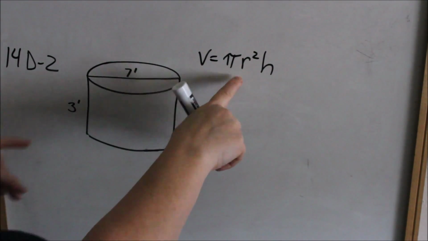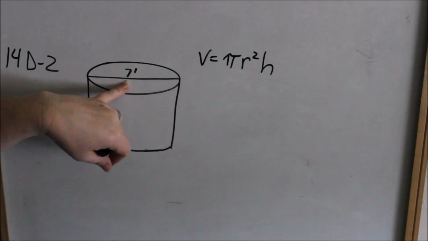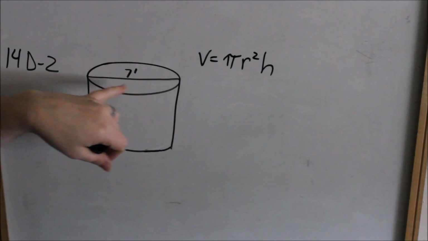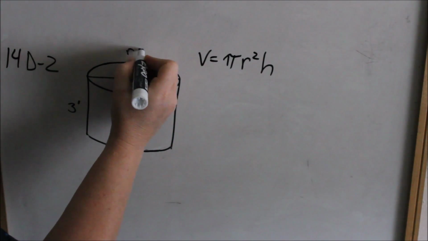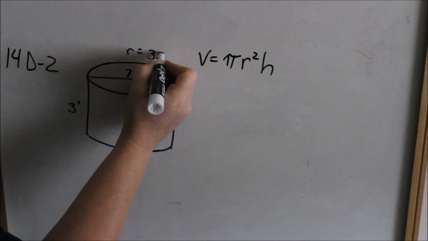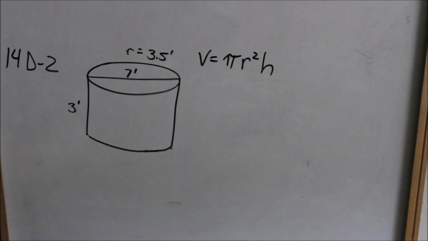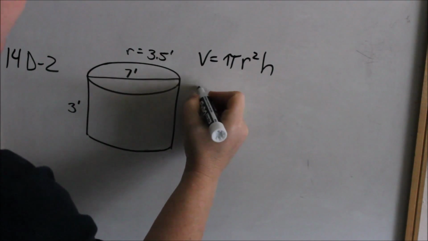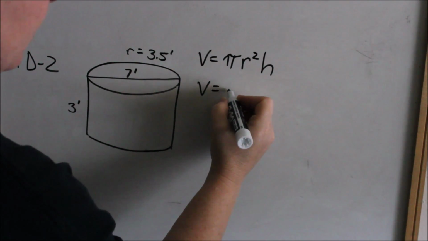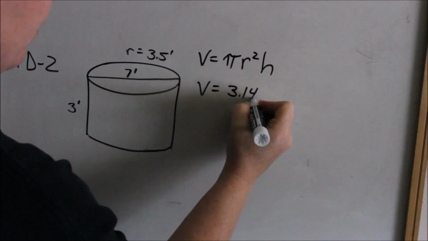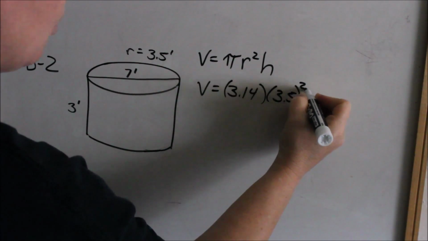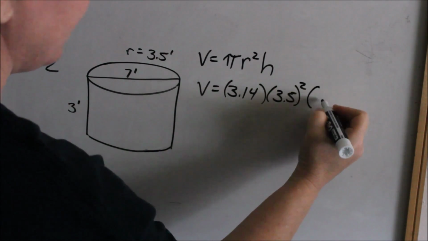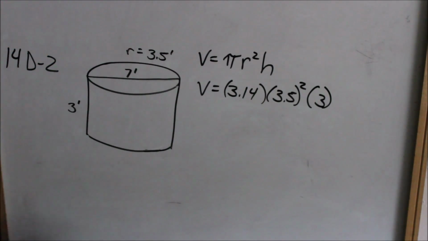We want the radius. This problem gives us the diameter, so be careful. The diameter is 7 feet. So I want the radius. The radius is half of the diameter, so the radius is half of 7, which is 3.5 feet. So now I can find the volume. Volume equals pi, I'm just going to use 3.14, and then the radius is 3.5 squared times your height, which is 3 feet.